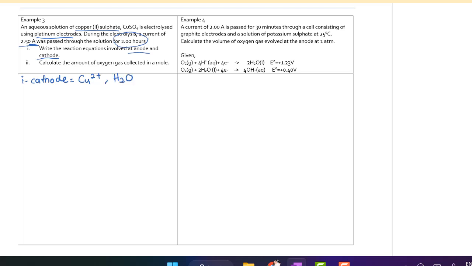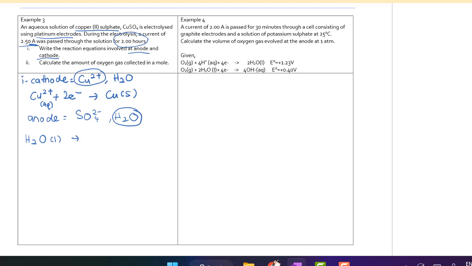Which one will be chosen to undergo reduction? Cu2+. So Cu2+ receives 2 electrons, producing copper solid. At the anode, anions will go to the anode: sulfate and also water. Which one will be chosen to undergo oxidation? Water. Water removes electrons. Anything that removes electrons will produce a positive charge.